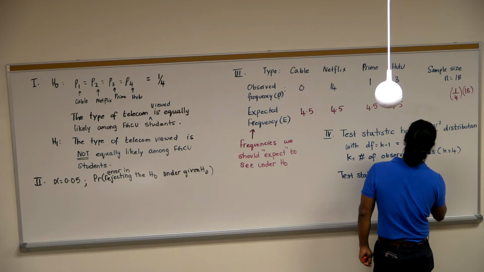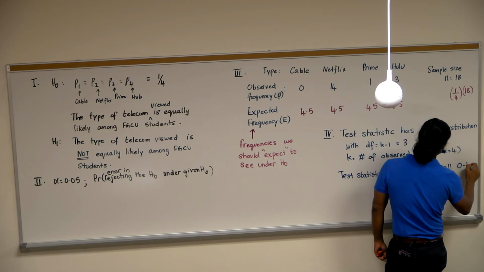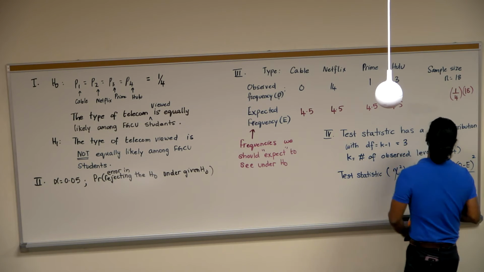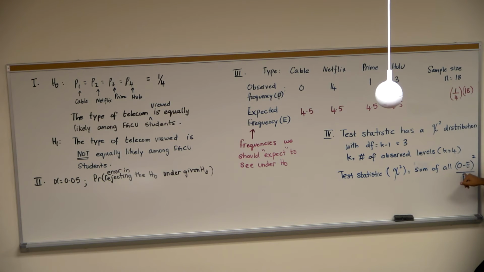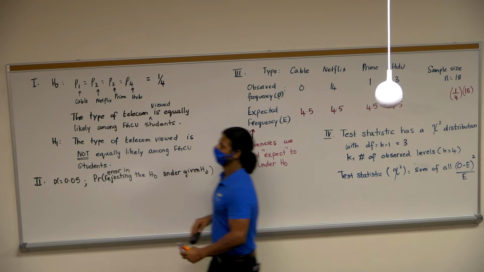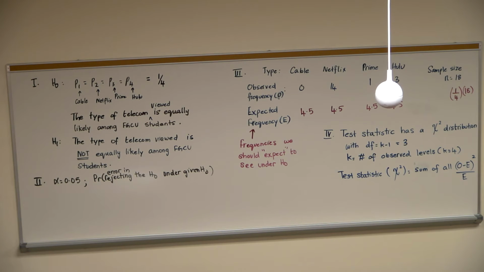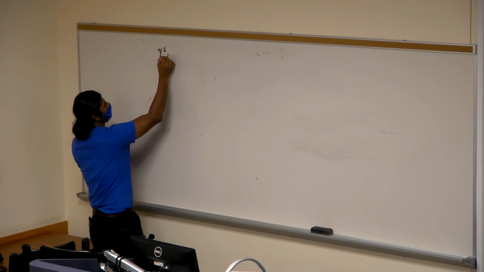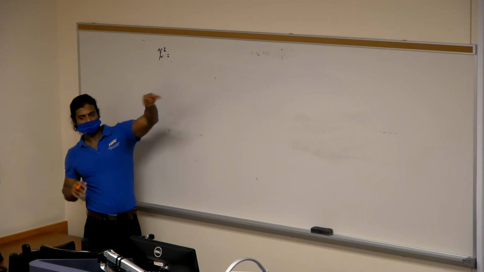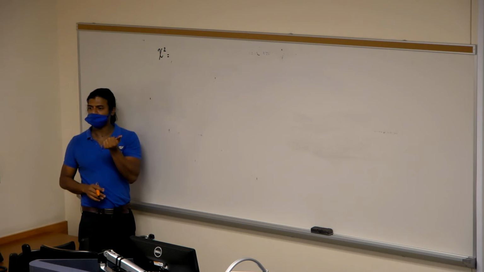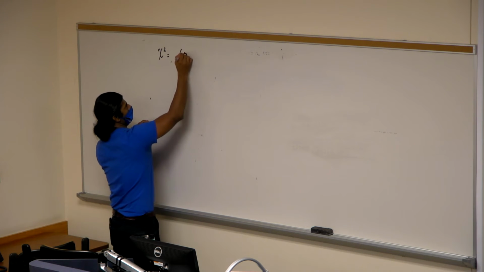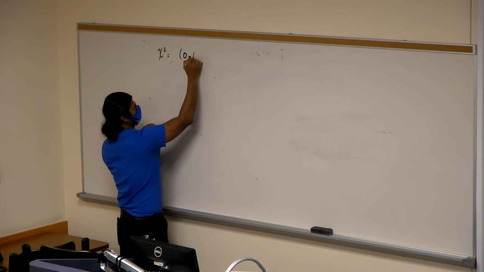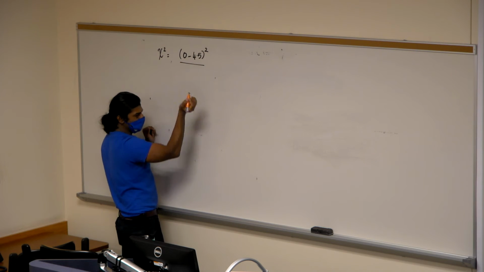I'll just write some words. So the test statistic would be the sum of all O minus E squared divided by E. So the test statistic chi-squared, I'm going to sum all O minus E squared divided by E. For the first level, what was the observed frequency? 0. What do we expect? It is 4.5, squared divided by E, 4.5.